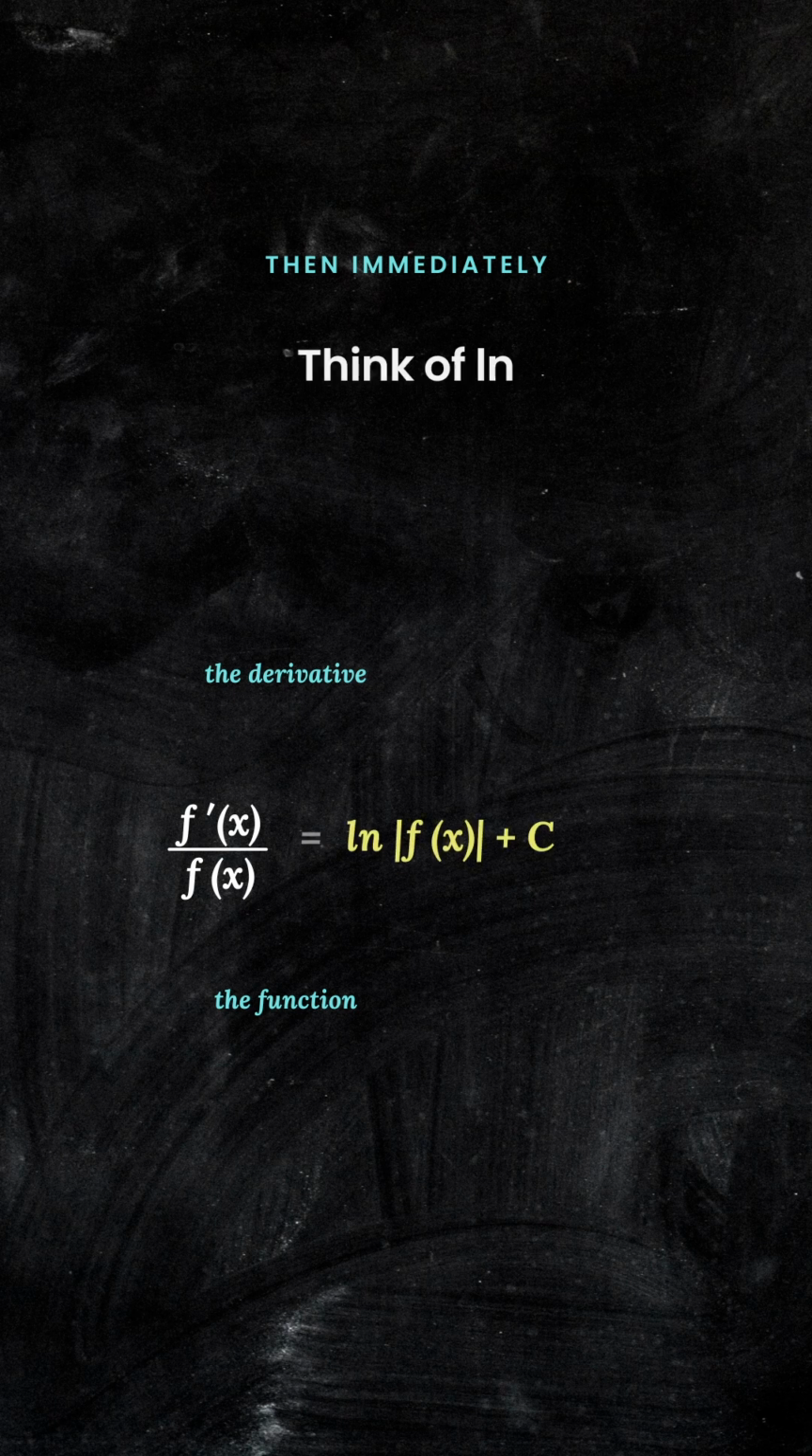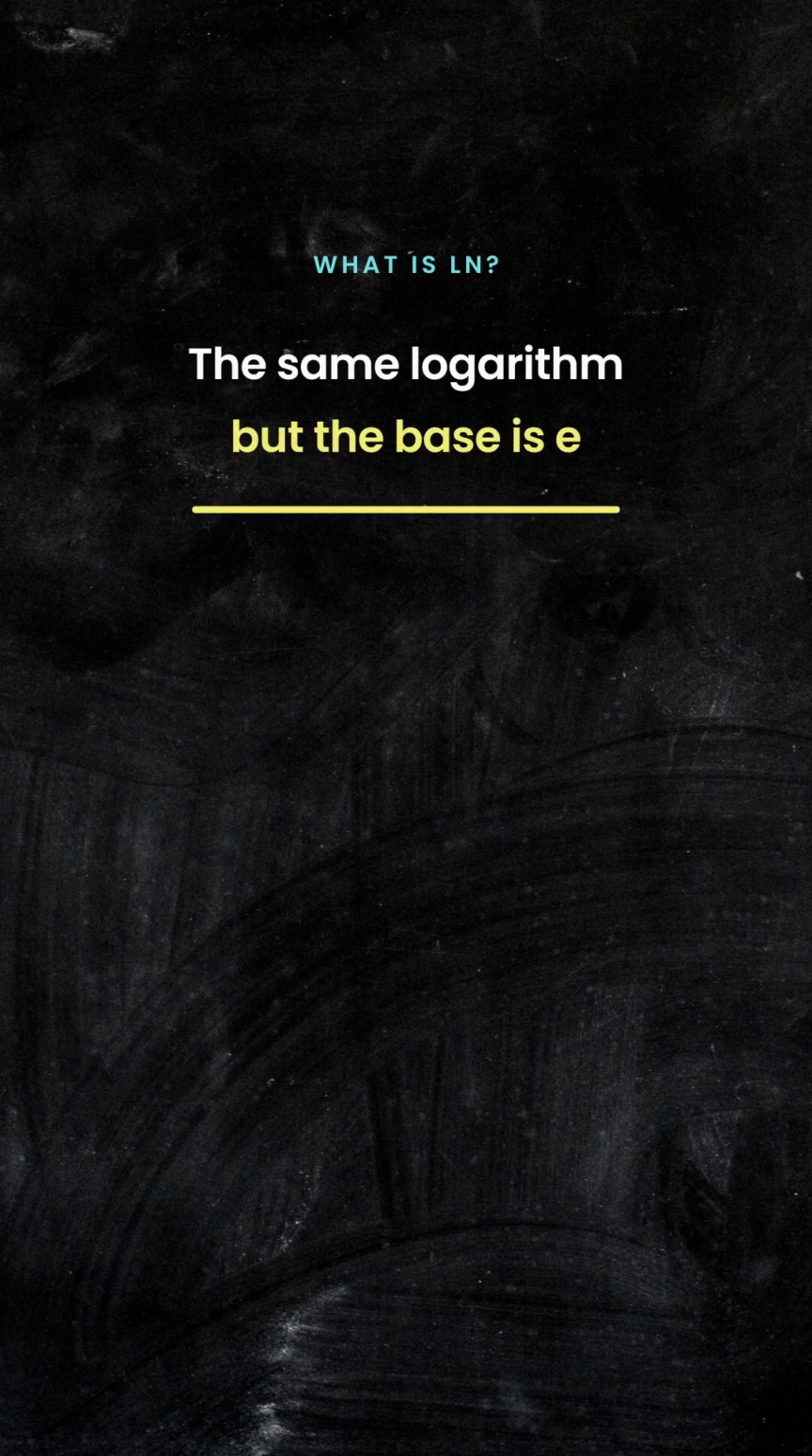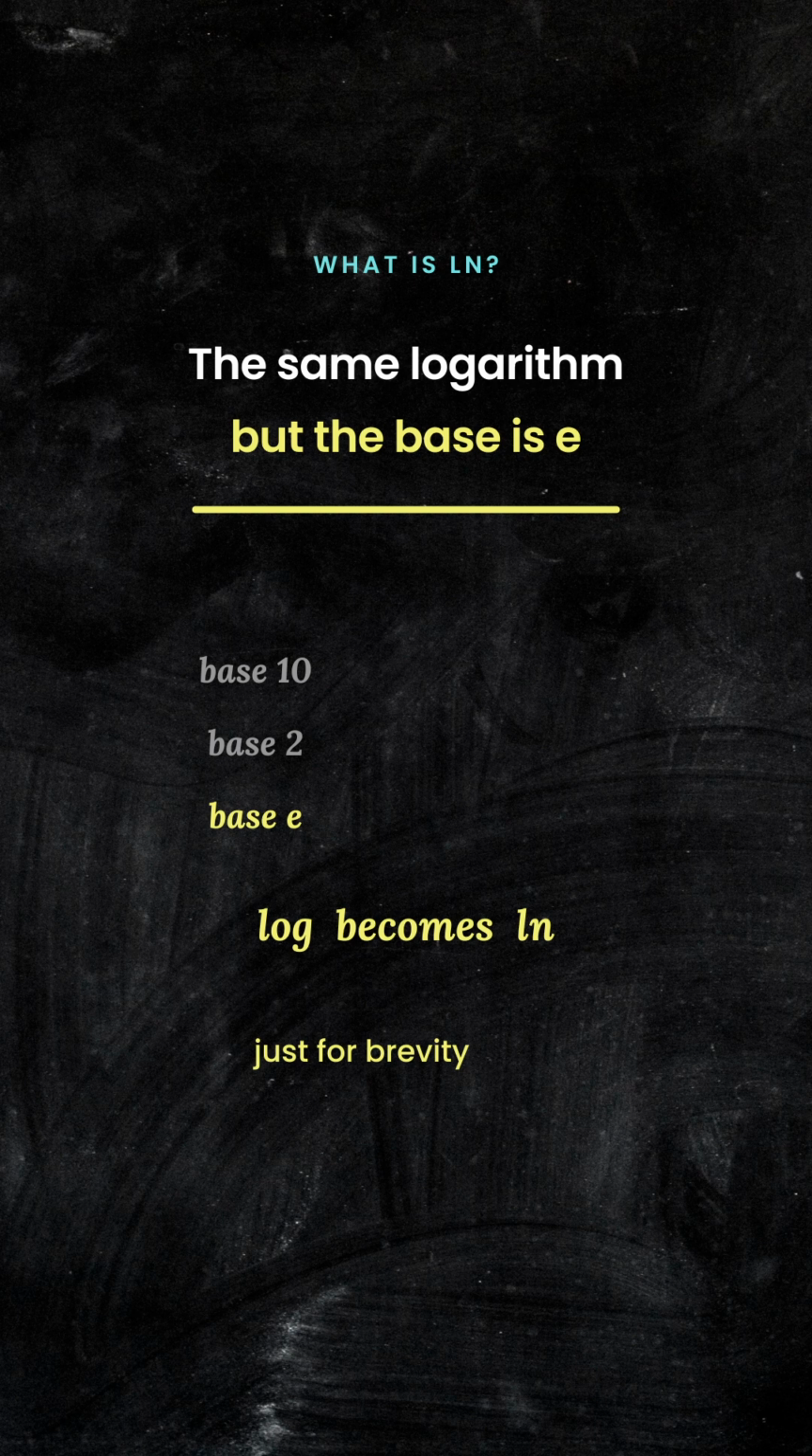And we put ln. We bring the denominator, and the absolute value of the denominator, which is the function itself, plus the constant c. What does ln mean? It's the same logarithm, but we've chosen the base e. Instead of, as we saw in our previous lesson on what a logarithm means, choosing 10 or 2 as the base, if we make the base the number e, the log turns into ln, just for brevity. The number e, of course, we'll study later, its importance and why we chose this number.